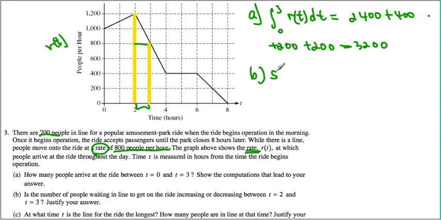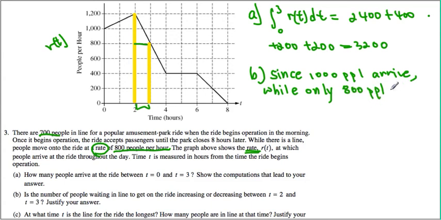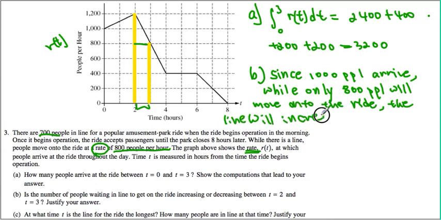Since 1,000 people arrive while only 800 people will move on to the ride, the line will increase. Simple as that. Let's look at part C.